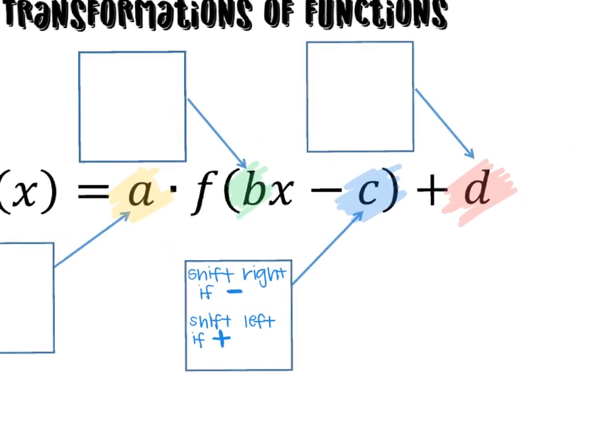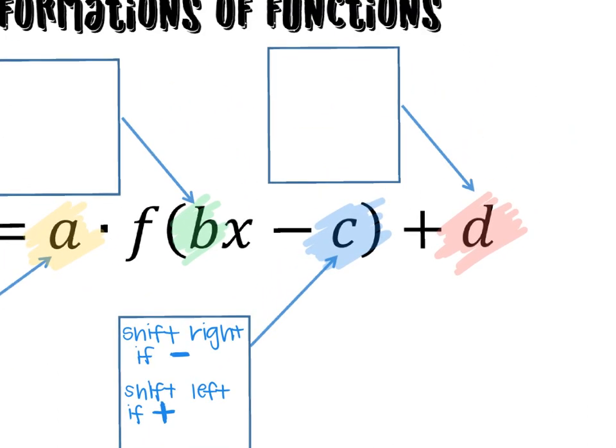Again, this is all review. And we also talked about with shifting, we talked about this D out here. This shifts the graph up or down. So it shifts it on the y-axis. It shifts up if positive. And again, this one is not opposite because it's a plus already. It's a shift down if negative.